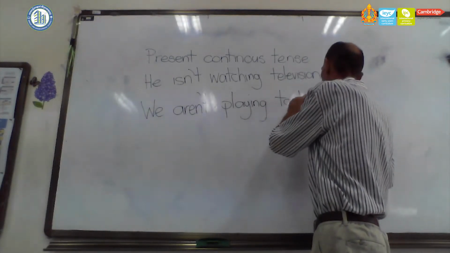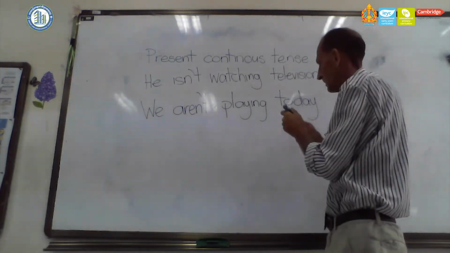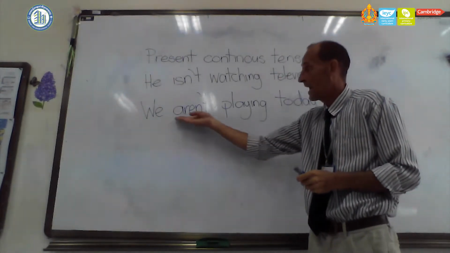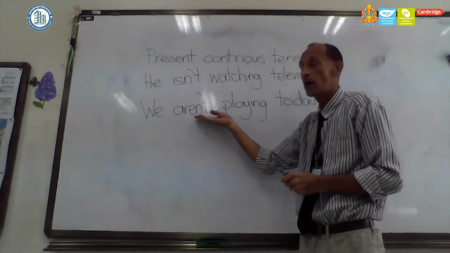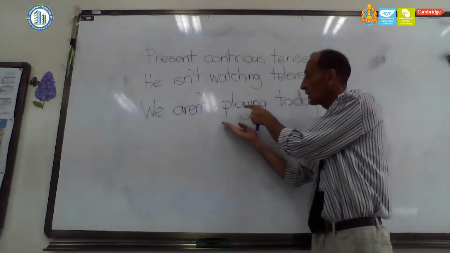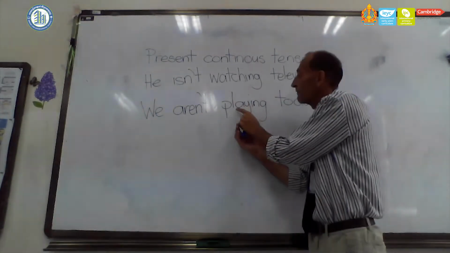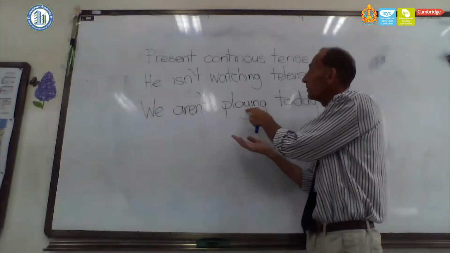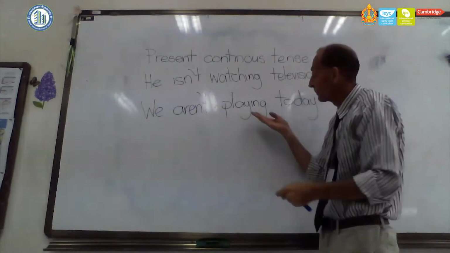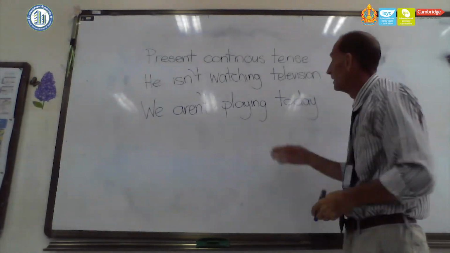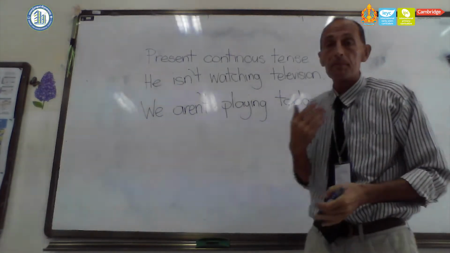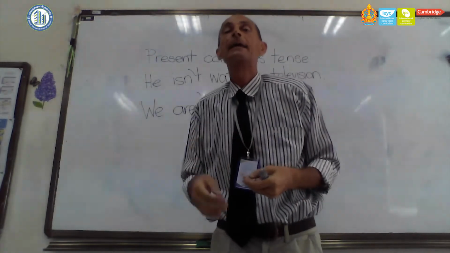Let's have a look at this one again. We aren't, so we are not. So that's our not word. Playing is our action verb. Just because it finishes in a vowel and a consonant, another one of our rules. Even though it's a letter Y, because it finishes in a letter Y, we just add ing. And there's our time, expression of time. So that's how we write it as a negative. Now let's have a look how we can write it as a question.